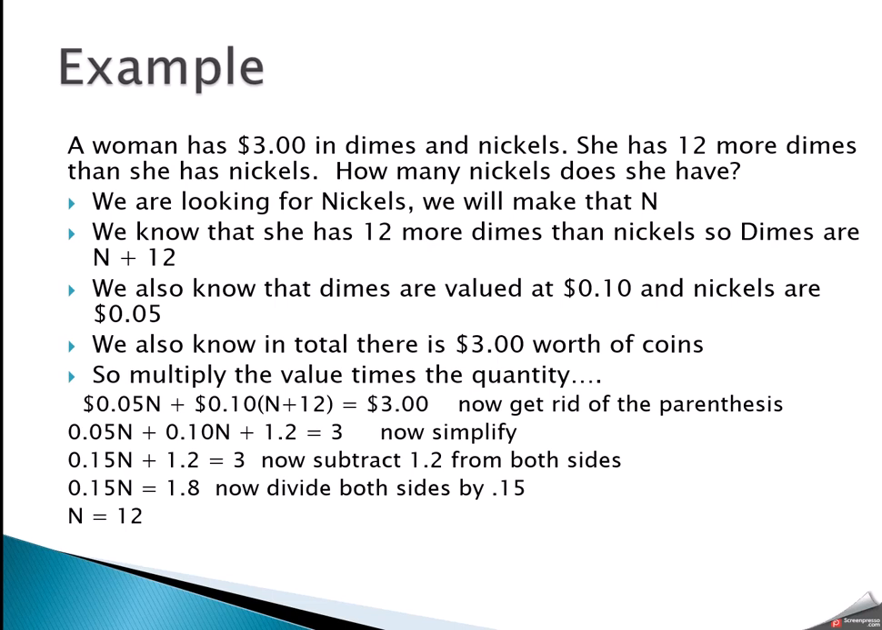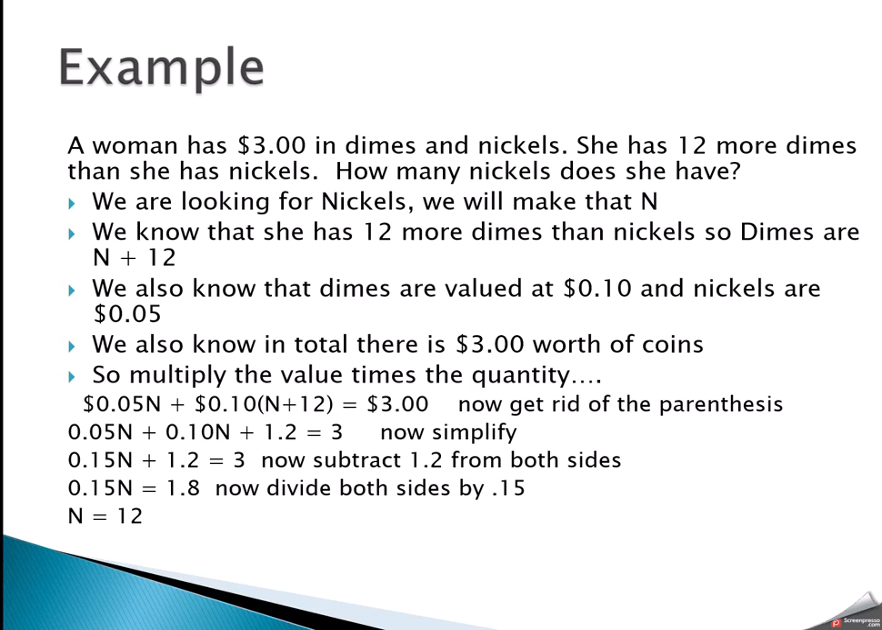Now this one is a trickier one, so sometimes we do have some of these that are a little more tricky. We've got a woman who has nickels and dimes, like say she's got a pocket full of nickels and dimes. She knows that in total this pocket full of nickels and dimes is $3. She also knows she has 12 more dimes than she does nickels. So how many nickels does she have? We're looking for our N, that will represent our nickels. What do we know about it? We know it's worth 5 cents, and we know that dimes are worth 10 cents. But when we go to the quantity, we don't know how many nickels, but we know that the dimes are the nickels plus 12.